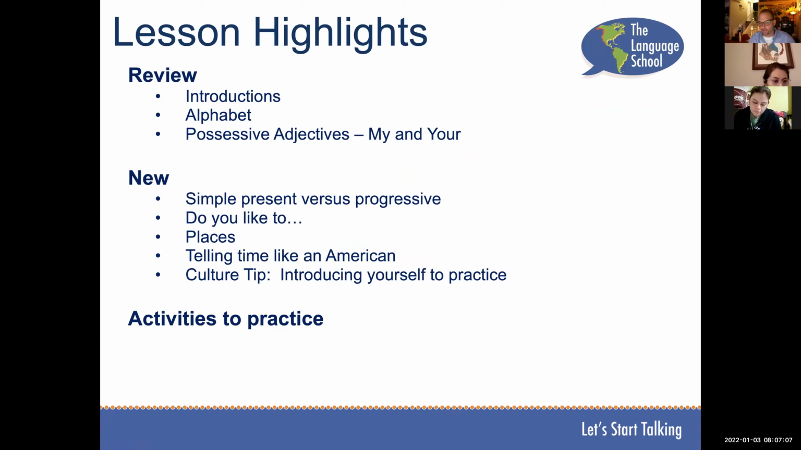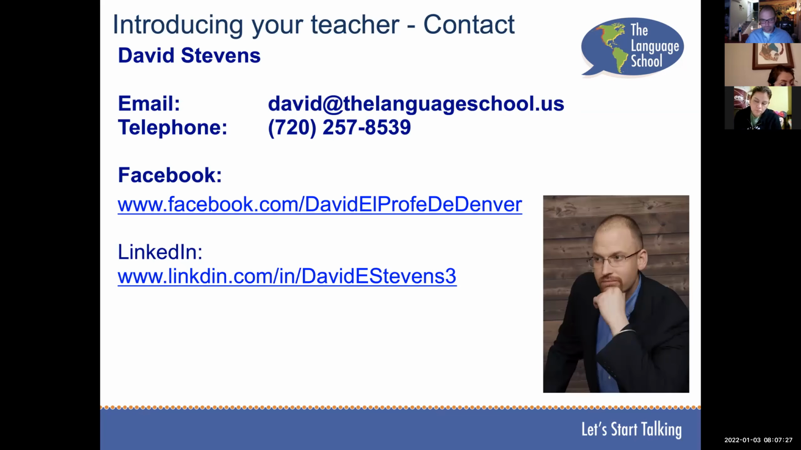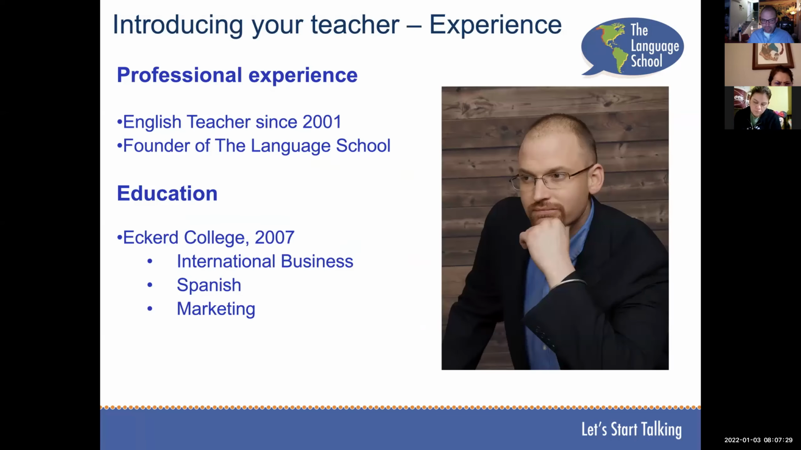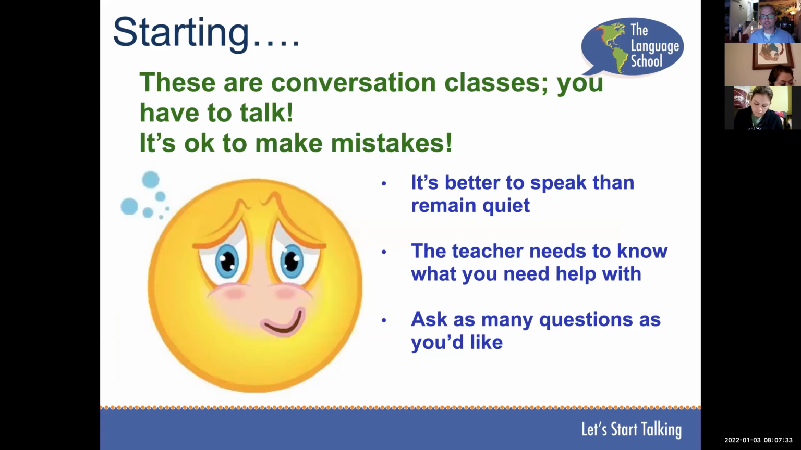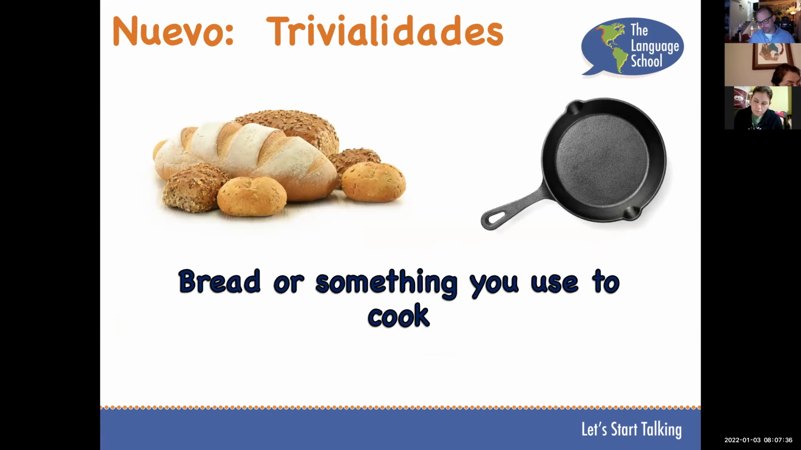Today, we're going to review the possessive adjectives my and your. And then the new stuff. We're going to compare the present progressive versus the simple present. We'll talk about things that you like to do, places, telling time like an American, and introducing yourself to practice with people. Okay, so you all have my contact information, you know my story. We can skip over a lot of this stuff because we've been in class for a while together.